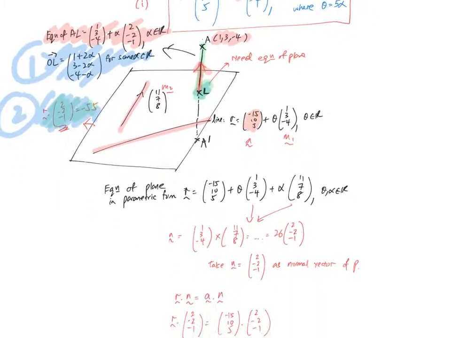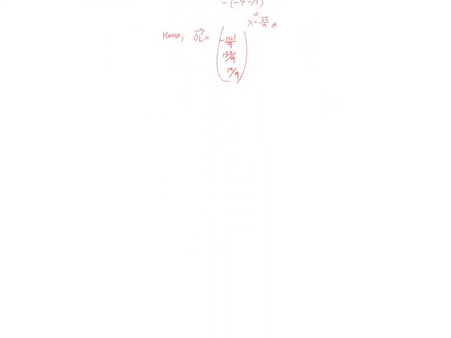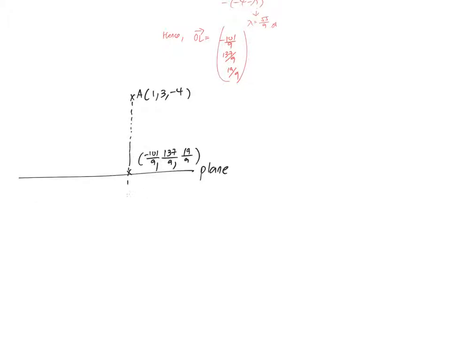If you look at this plane from a cross-section point of view, you have the plane here, and I have the point A. The point A was (1, 3, -4). The foot of the perpendicular we found just now, remember, was (-101 over 9, 137 over 9, 19 over 9). And we are finding the reflected point about the plane. It's very easy.